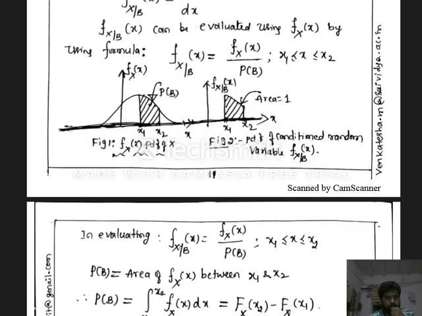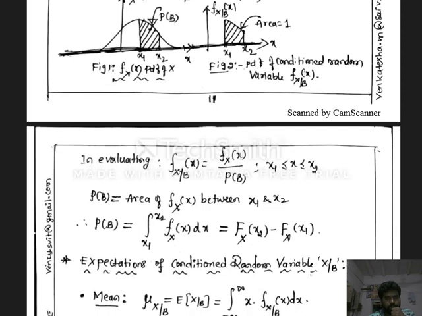So while solving problems, we can remember, the PDF of any conditional event x bar b is given by f x of x divided by p of b. In order to evaluate p of b, it is the area of the PDF curve from x1 to x2. That means p of b is equal to the integral from x1 to x2 of the original probability density function of the random variable x, or it is also equal to the difference between the cumulative distribution function values at x equal to x2 and x equal to x1.